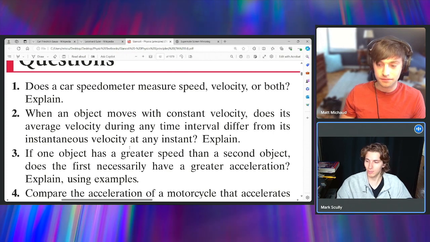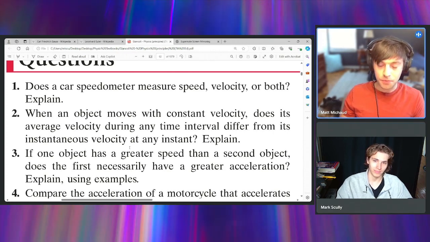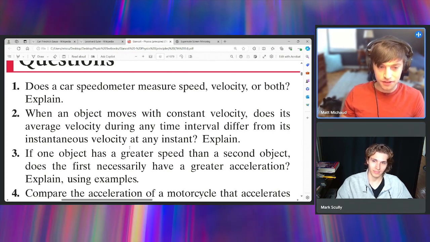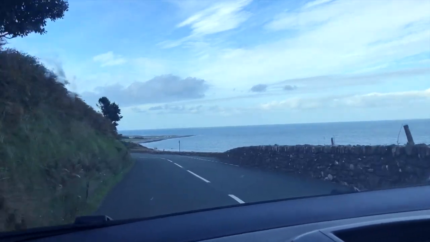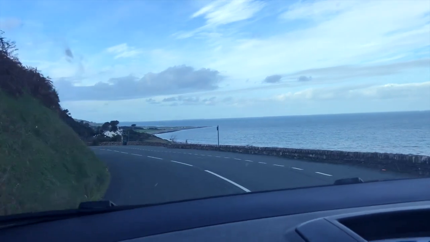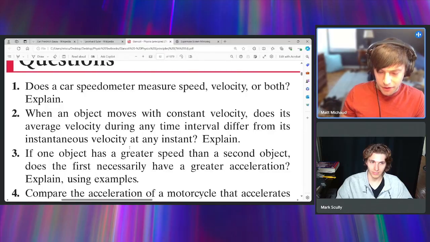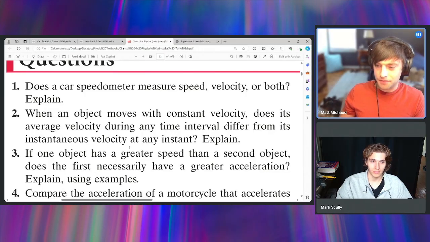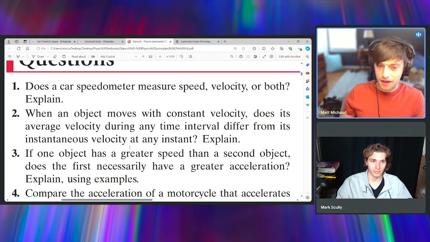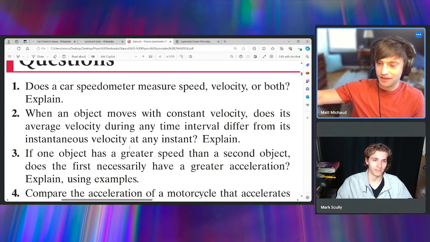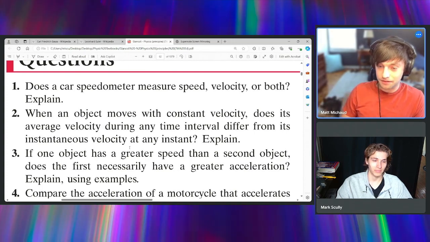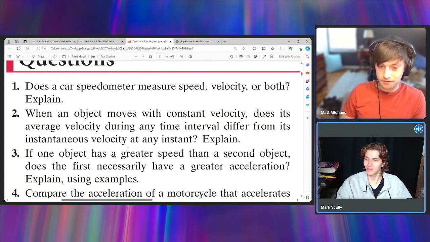Perfect answer. Number two. When an object moves with constant velocity, does its average velocity during any time interval differ from its instantaneous velocity at any instant? I don't think it would differ, because if it's constant, it would always be the same, and no matter when you pinpointed a speed throughout its journey, it would be at the same speed. Yeah, awesome. Good stuff.